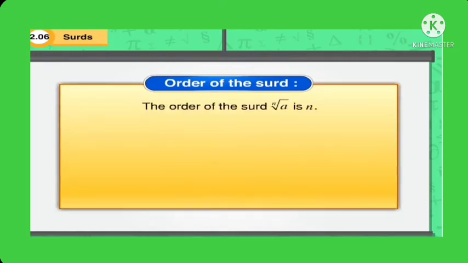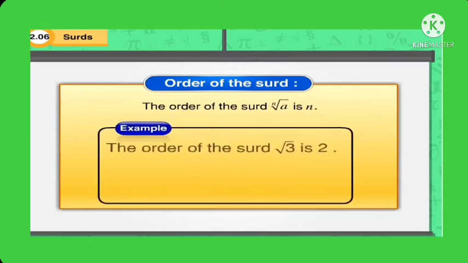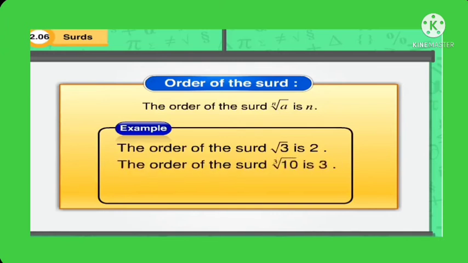See, the order of the surd nth root of a is n. Let's take examples. The order of the surd root 3 is 2. The order of the surd cube root of 10 is 3. The order of the surd fifth root of 15 is 5. So here n stands for the order of the surd.